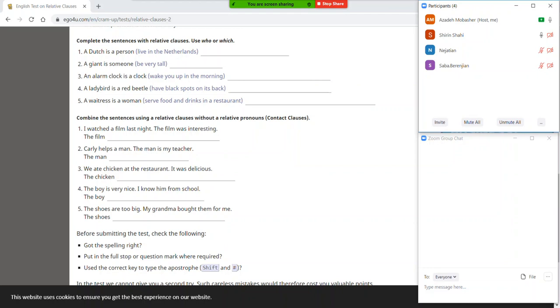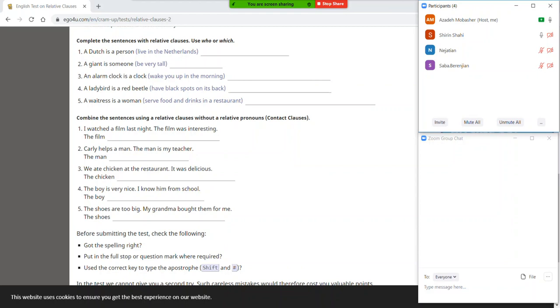lives in the Netherlands. Yes, very good. A giant is someone who is very tall. An alarm clock is a clock which wakes you up in the morning. Yes. A ladybird is a red beetle, which has black spots on its back.